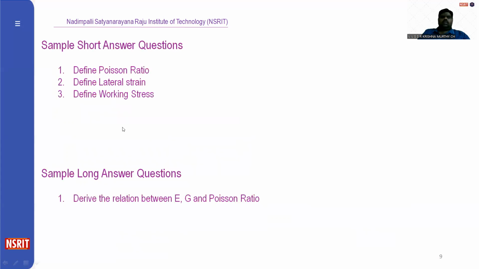So with this, some sample short answer questions are: define Poisson's ratio, lateral strain, working stress. Most importantly in examinations, we may ask you to solve or derive the relation between E, G, K or E, G, mu or E, K, mu.